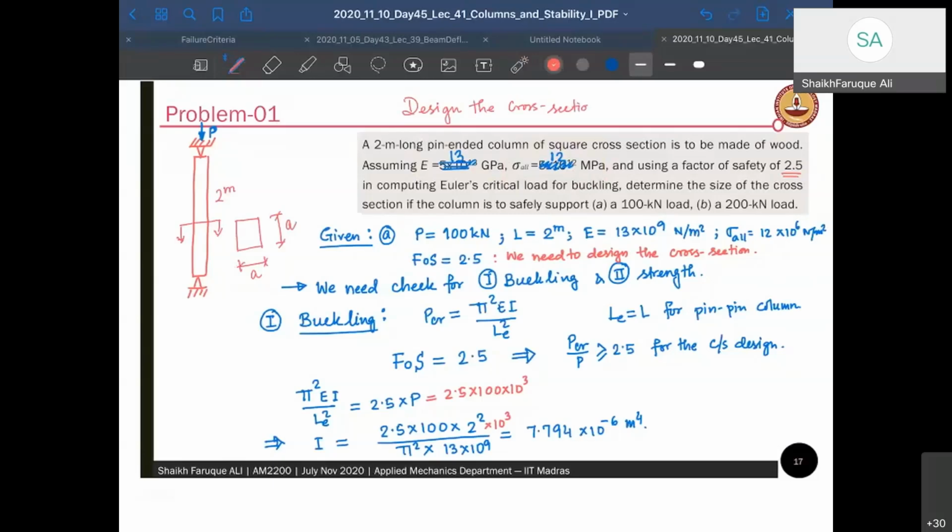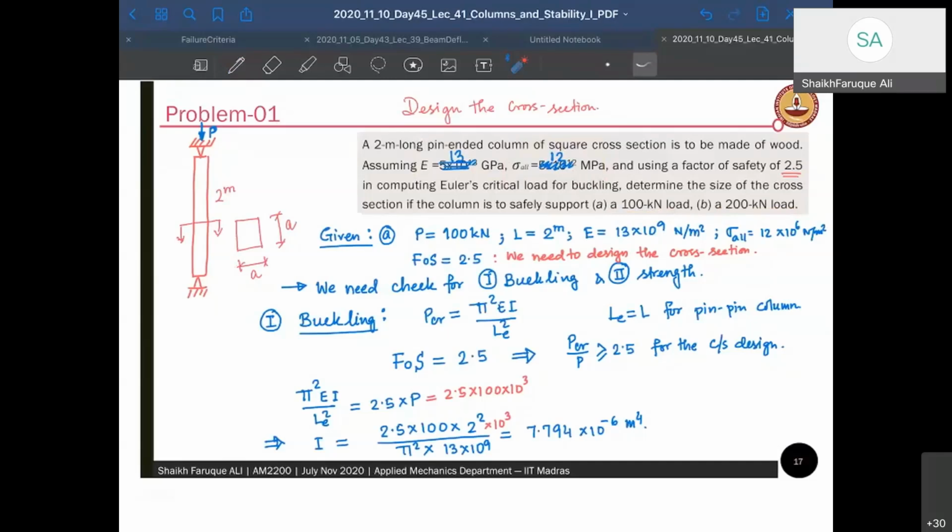Of the column is to safely support, okay, safely support what load? Safely support 100 kilonewton of load or a 200 kilonewton of load. So I have been given two different loads. One is 100 kilonewton. We'll first check what happens when you have 100 kilonewton load, and then we'll also check what happens when you have 200 kilonewton load.